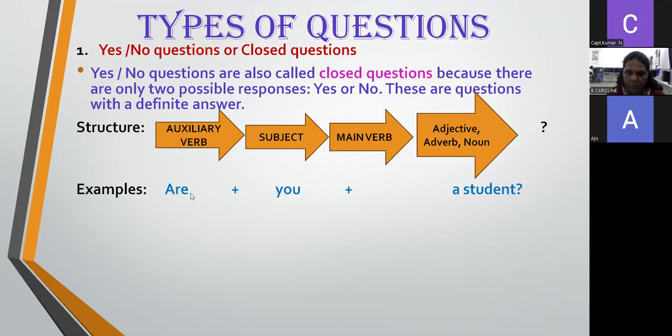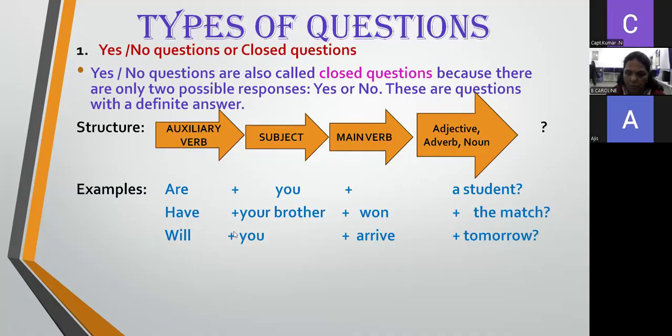Let's see examples in this structure. See the first example: Are you a student? Are is the auxiliary verb. You is the subject. There's no main verb because it is asking about a state of being. So student is there, that's the adjective. Next example: Has your brother won the match? Has is the auxiliary verb. Your brother is the subject or the noun. Won is the main verb in past participle form. And the match is the noun here.